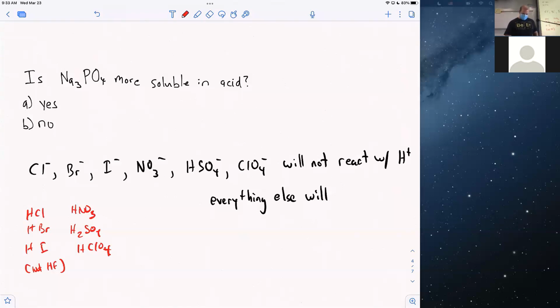So including HSO4 minus, this is a weak acid. That's a weak acid as well. So hydrofluoric acid is a weak acid, and bisulfate anion, HSO4 minus, that's a weak acid as well. Everything else is a strong acid. Which means that the anions chloride, bromide, iodide, nitrate, perchlorate, these do not react with hydrogen ion, but every other anion will.